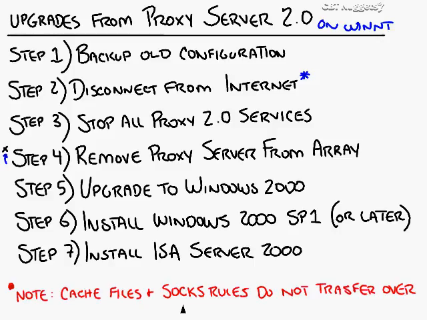The SOCKS rules are used for the WinSock application. Many of you may remember this. The SOCKS rules are still available in ISA Server 2000, but they're applied and implemented in a totally different way. So you want to set those up again, because they will not move over from the Proxy Server 2.0 upgrade when you move to ISA Server 2000.